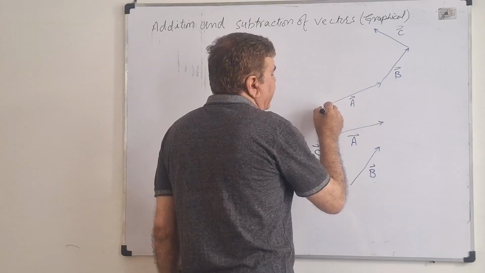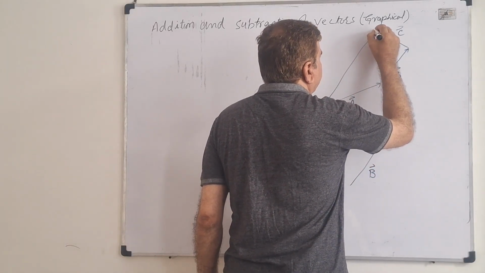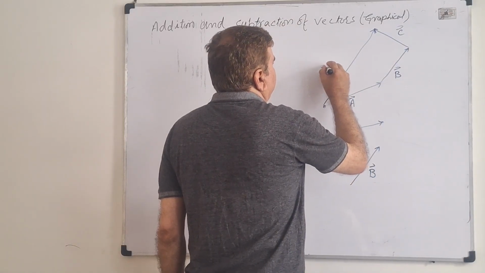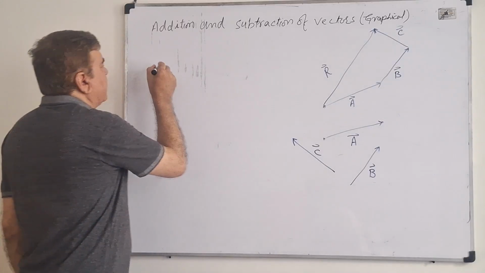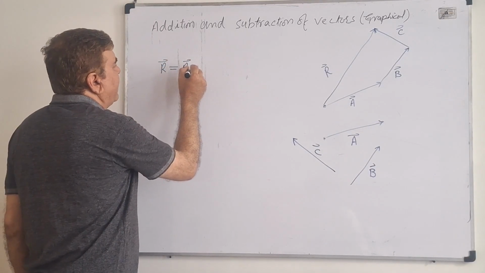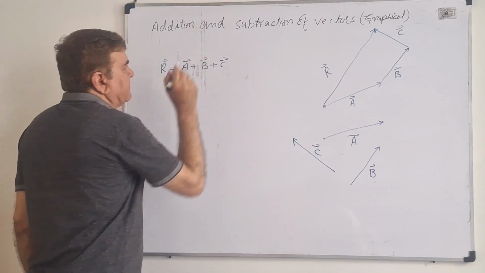And finally, I join the tail of vector A with the head of vector C. Then this vector is the resultant vector, and we write it in mathematical form as R is equal to vector A plus B plus C.